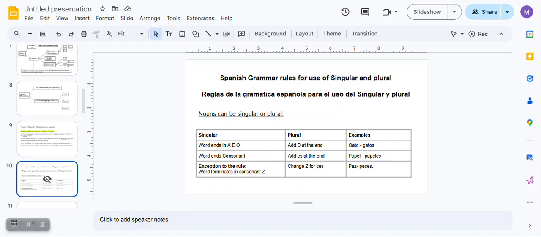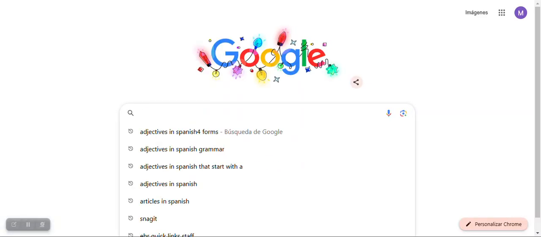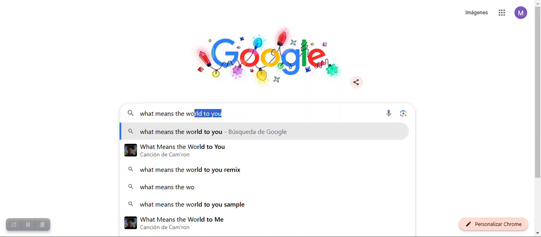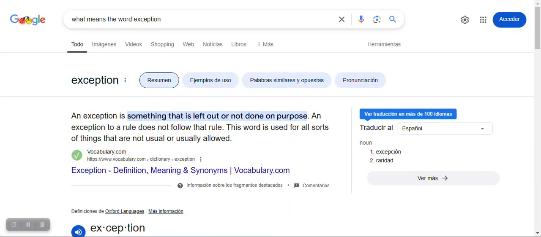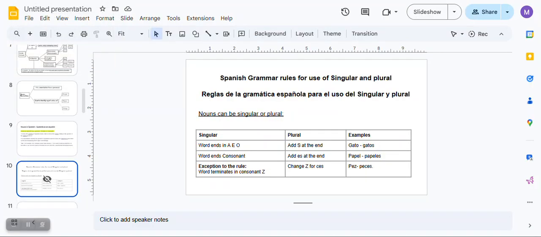What is an exception to the rule? What does the word exception mean? Let's review it. An exception is something that is left out or not done on purpose. An exception to a rule does not follow that rule. This word is used for all sorts of things that are not usual or usually allowed. That means that I should apply the rule because there are the conditions to apply it, but I do not apply that rule. I will apply a different one.